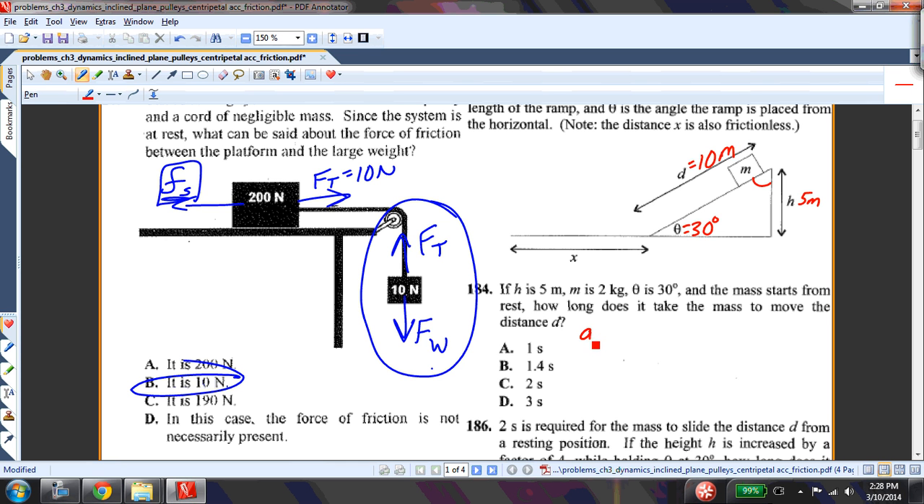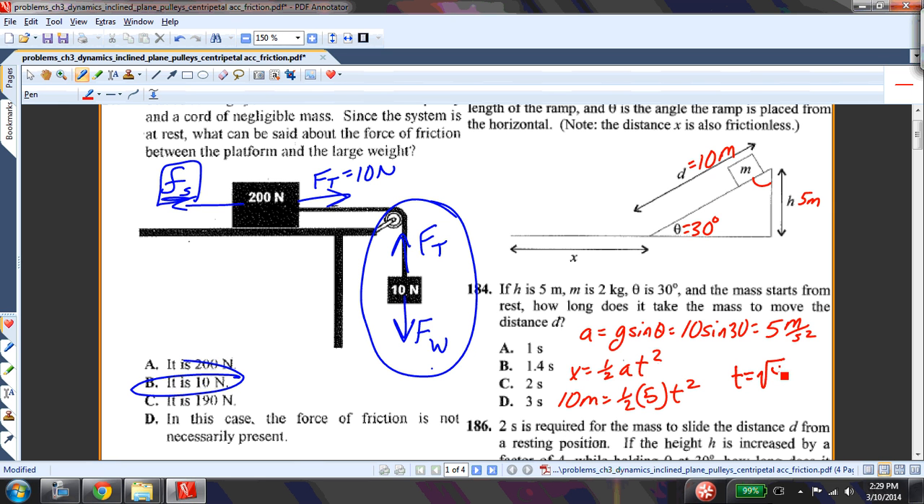And then also my acceleration, as I had written previously, is not g cosine theta, but it is g sine theta, which is going to be 10 times the sine of 30, which is 10 times a half, or 5 meters per second squared. And then it is largely the same. So I say x is 1/2 at squared. X is going to be 10 meters. That's equal to 1/2 of the acceleration, which is 5 meters per second squared, times t squared. So this t is going to be the square root of 4, which is 2 seconds. All right, so that's c.